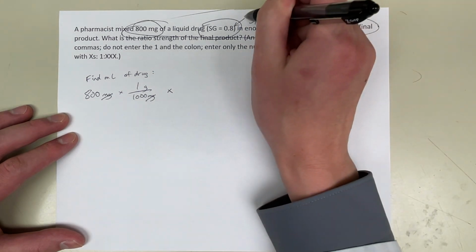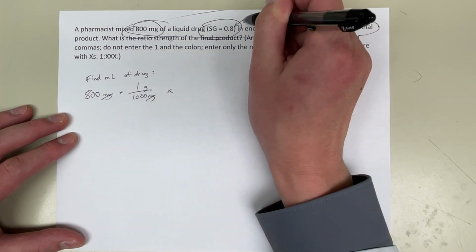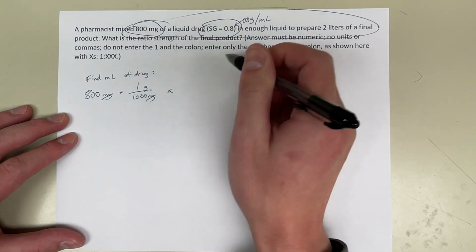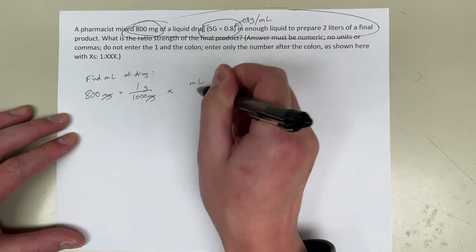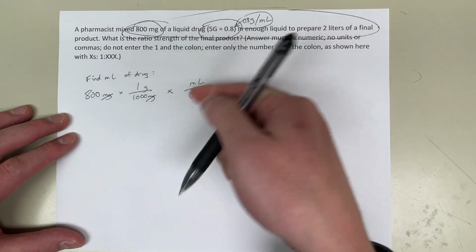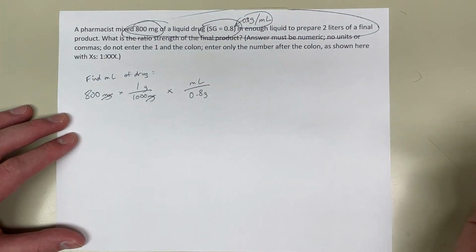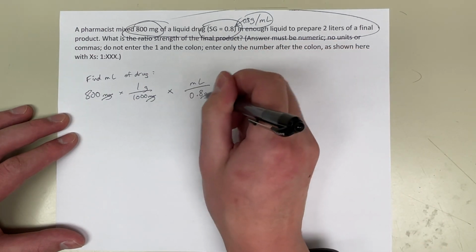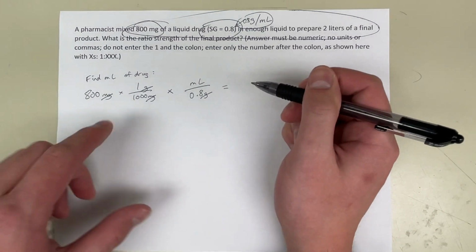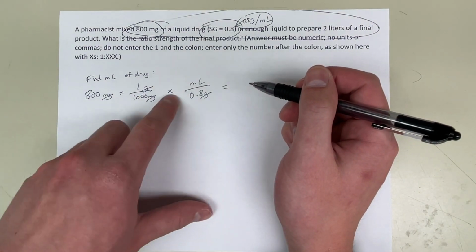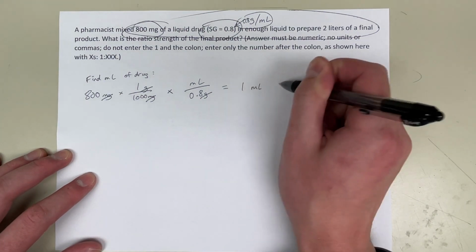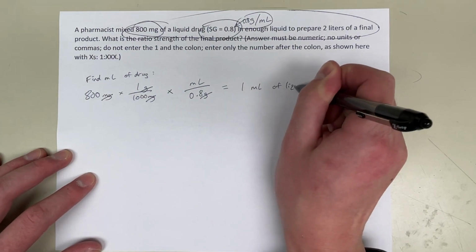So this is 0.8 grams per milliliter. But this can also be written as milliliters over 0.8 grams. So these two mean the same thing, because you can flip it up and down if you want. Because I want grams here to cancel out grams here. So when I calculate that, 800 times 1 over 1,000 times 1 over 0.8, that equals 1 milliliter. It says 1 milliliter of the liquid total.